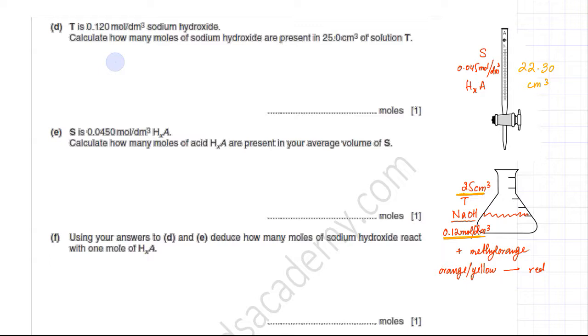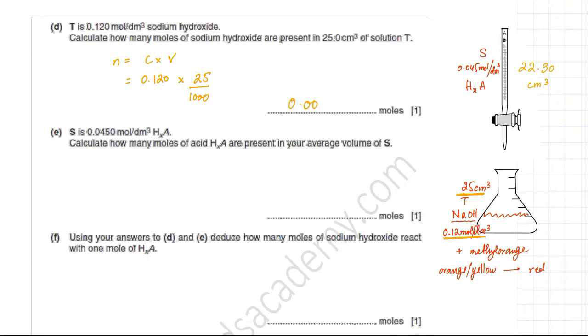So if you know the concentration and the volume, the formula for finding moles in a solution would be concentration multiplied by volume. The concentration is known, it's 0.120 mole per decimeter cube, and the volume is 25 cm cube in the flask, and you have to convert that into dm cube. So I'm going to divide that by 1000. On my calculator, 0.120 times 25, and then dividing that by 1000 gives me 0.003 moles.